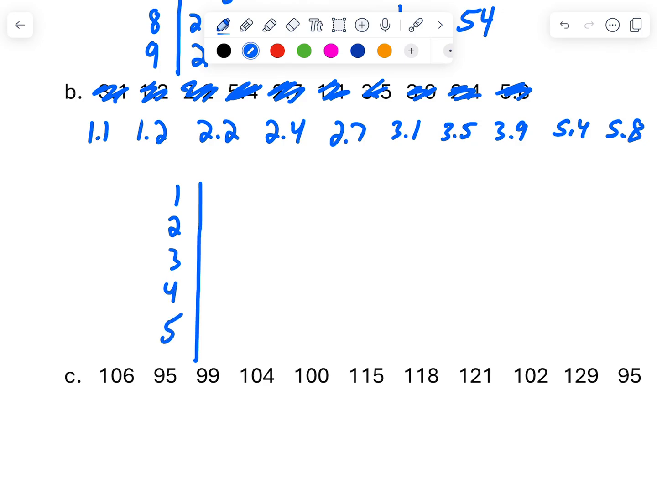Something I want you to notice is even though I don't have any numbers in the 4s, I still drew a 4 for my stem. You don't want to skip numbers with your stems. Even if you don't have any leaves there, you still want to show that 4. For 1.1, I'm just going to put a 1 over here. Again, I'm going to tell my reader later on that that doesn't mean 11, but that means 1.1. Then 1.2.